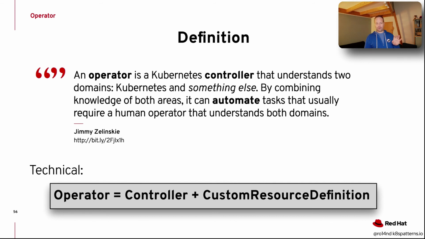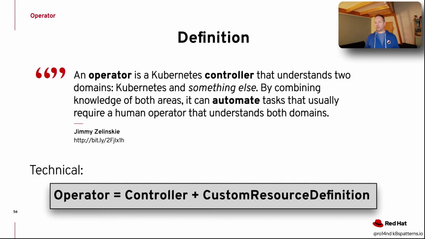First of all, we have this very nice quote from Jimmy Zielinski, which really, I think, brings it to the point. An operator is a Kubernetes controller, so it's on top of a controller, but it understands two domains. One is the Kubernetes domain itself, like a controller does, but also something else. By combining this knowledge between Kubernetes and this custom domain knowledge, it can automate tasks the same way a human operator would do when operating the software.